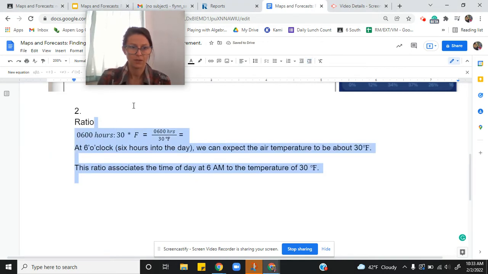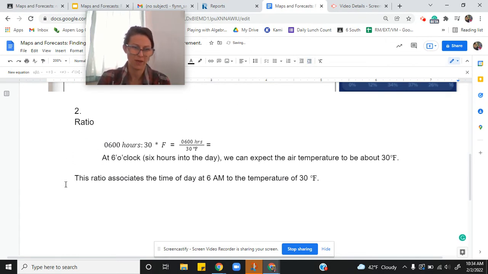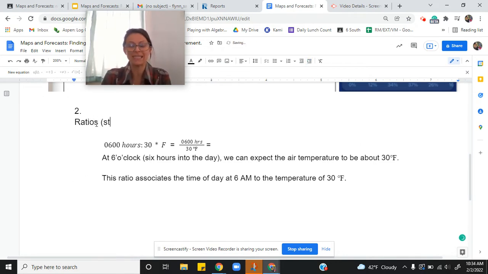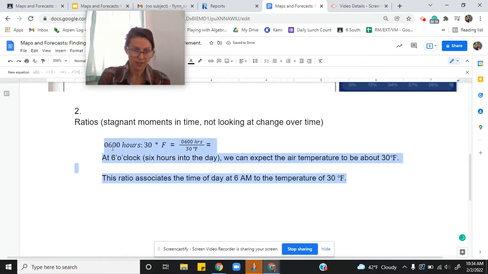I'm not entirely sure I have to. There we go. Okay. Just like formatting. Hopefully it helps read. So we have some ratios. These are like stagnant, okay? Stagnant moments in time, not looking at change over time. We have the 600 hours.